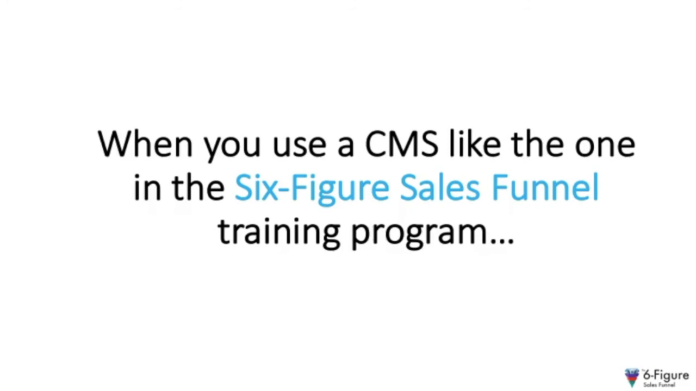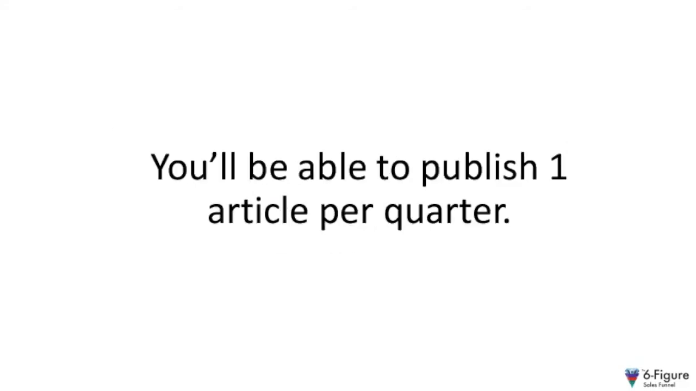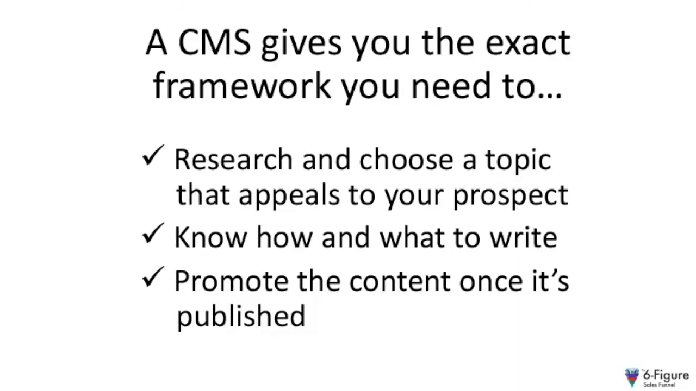When you use a content marketing system, or CMS for short, like the one I've developed as part of the 6-figure sales funnel training program, you'll be able to publish as little as 1 article per quarter, and that single piece of content will be your springboard to gushing traffic and leads flowing into the middle and bottom stages of your funnel. A content marketing system gives you the exact step-by-step framework you need to research and choose a topic that appeals directly to your target prospects, to know how and what to write in a way that is so simple, it's as easy as a paint-by-numbers picture, and how to promote the content once it's published.